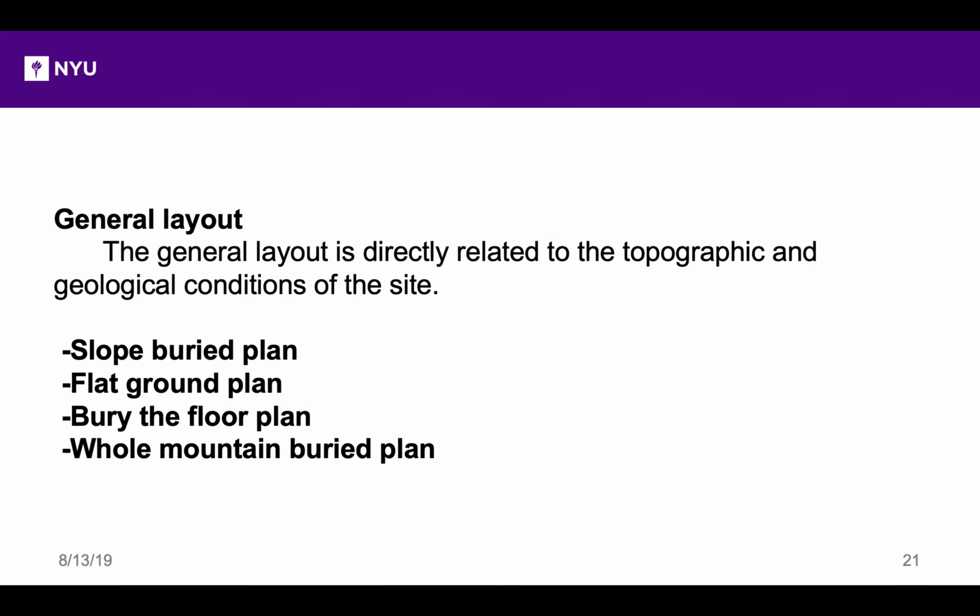The overall layout of the underground nuclear power plant should be reasonably planned according to the location of the underground plant and the buildings on the ground, and coordinate the functional requirements of operation, maintenance, and transportation. The general layout is directly related to the topographical and geological conditions of the site.